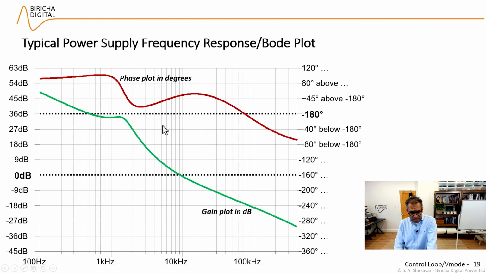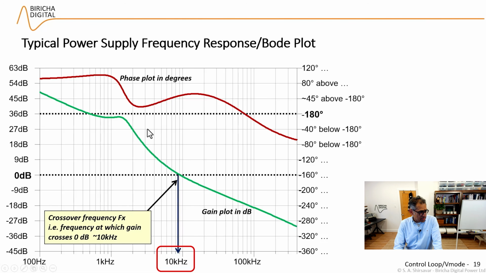The first thing that we look at is the crossover frequency. That is the point at which the gain plot crosses the 0 dB axis. Remember I said we inject a sine wave and we look at the size that it comes out. A 0 dB is a gain of 1. That means that the sine wave that I put in came out the same size because my gain is 1. So this point at which the green trace crosses the 0 dB axis is called the crossover frequency.